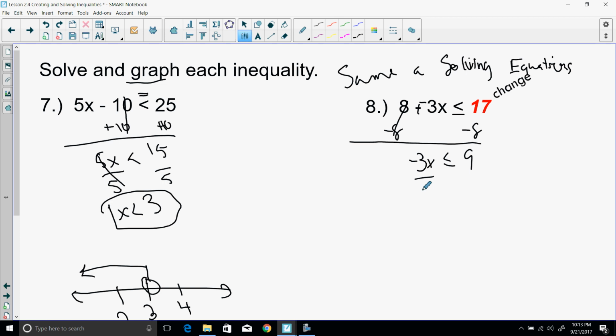Well, what do I do now? Well, I divide both sides by negative 3, negative 3. All right, purposely doing something here, and I'm going to move on. If I leave it, x is less than or equal to what?